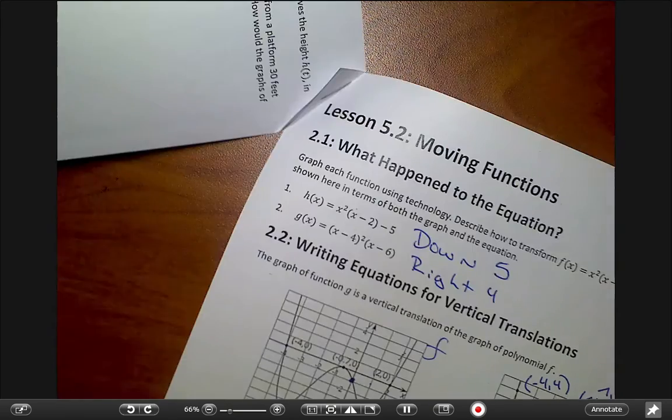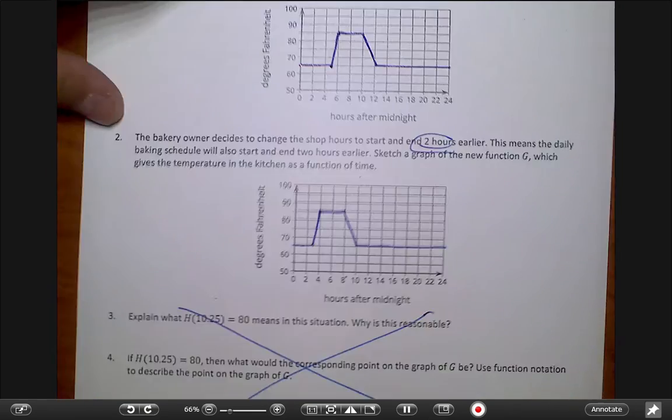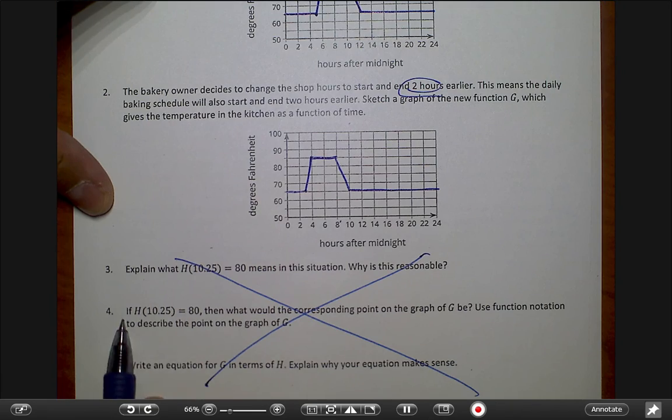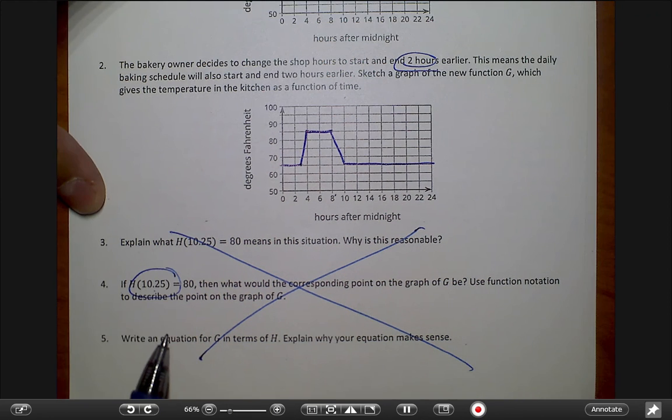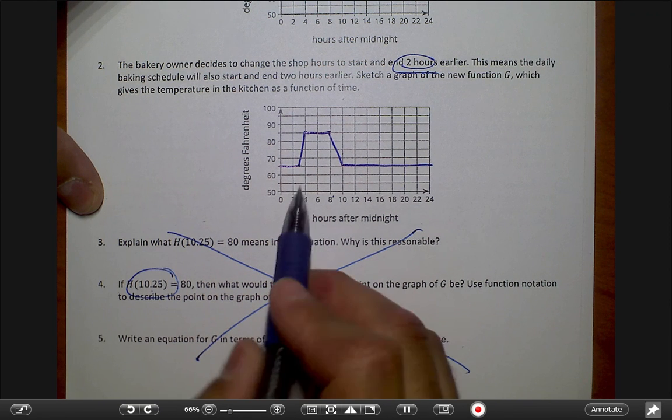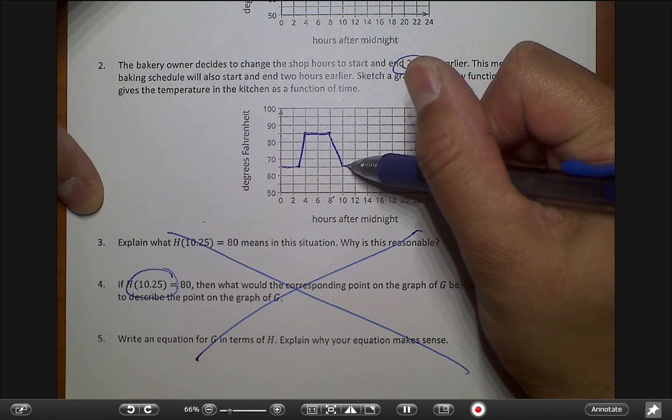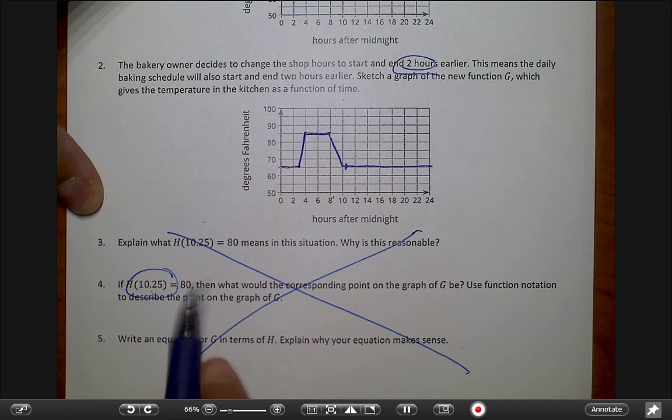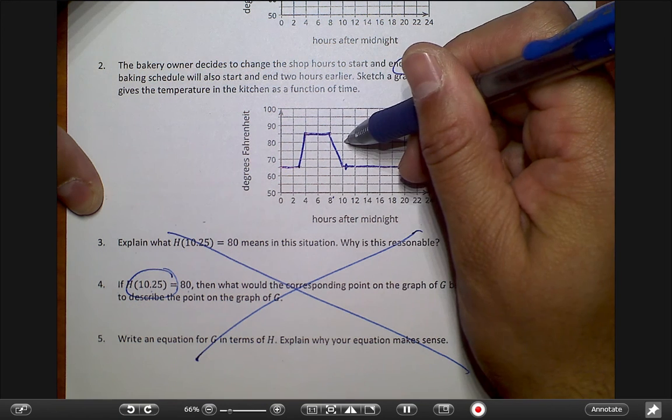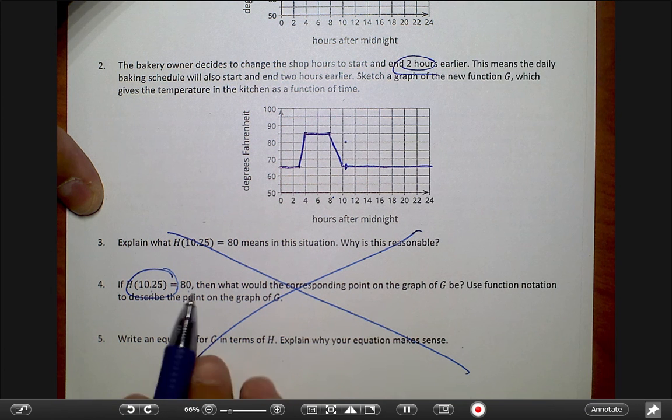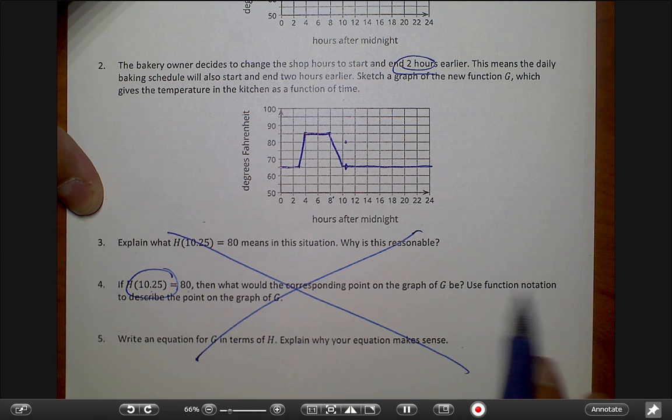Wait. We have homework. Yeah, do number 4. Okay, h of 10.25. Find 10.25. 10.25 is right here. It says it's equal to 80. That means that right here it should be 80. What would the corresponding point on the graph be? Okay, right here.